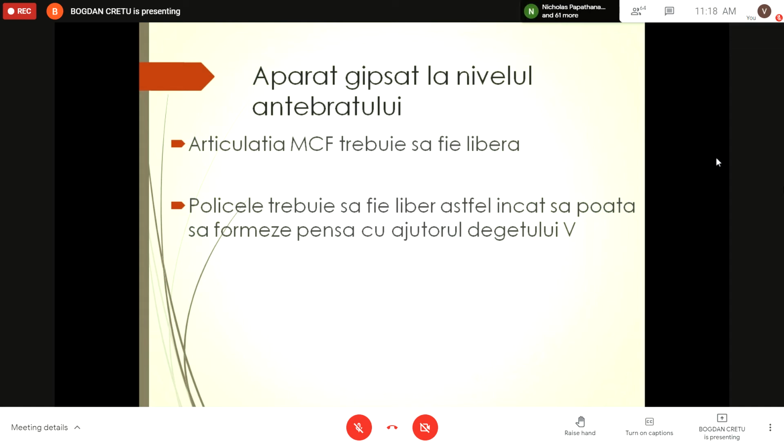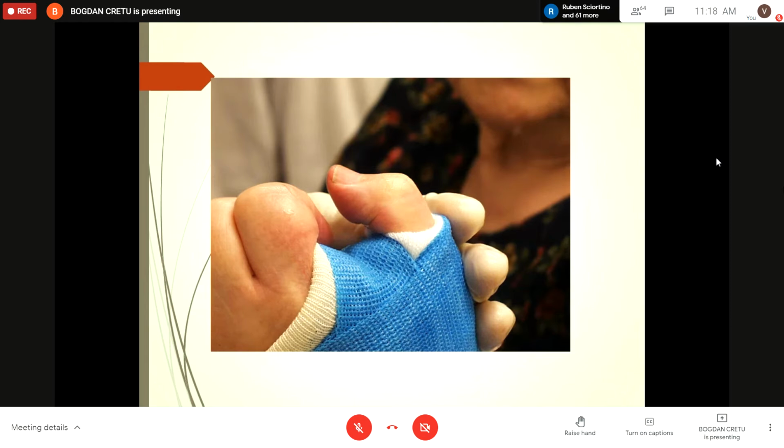Orthopedic immobilizations at the level of the forearm. You always have to take into account that the metacarpophalangeal joint should be free. The thumb should be free, as a patient should be able to make a V with his fingers. Yeah, you can see it, the V. You can see it in this image between the first and the second.